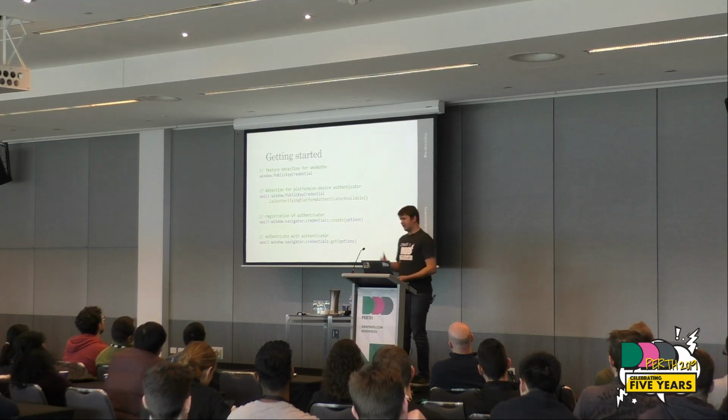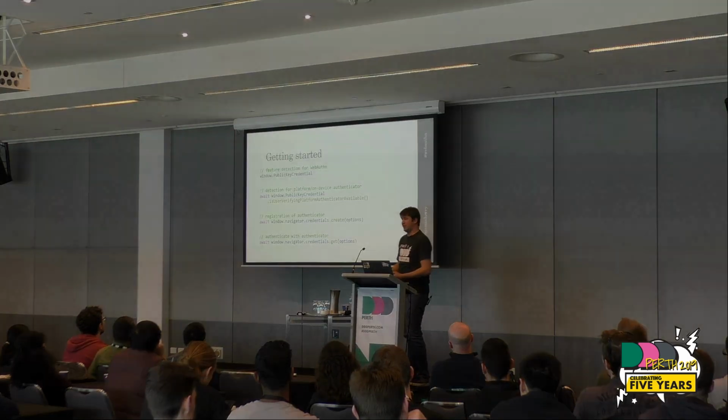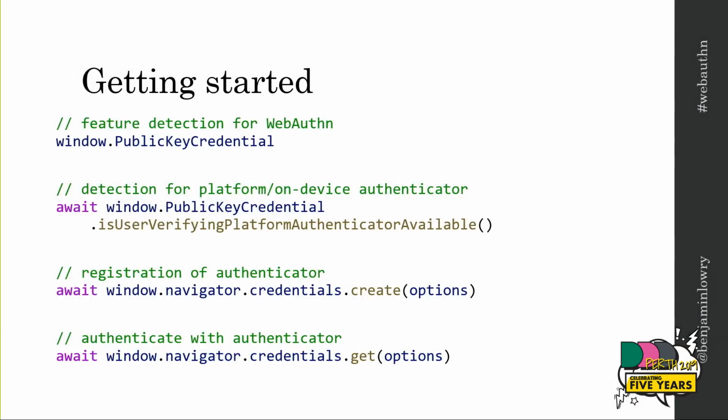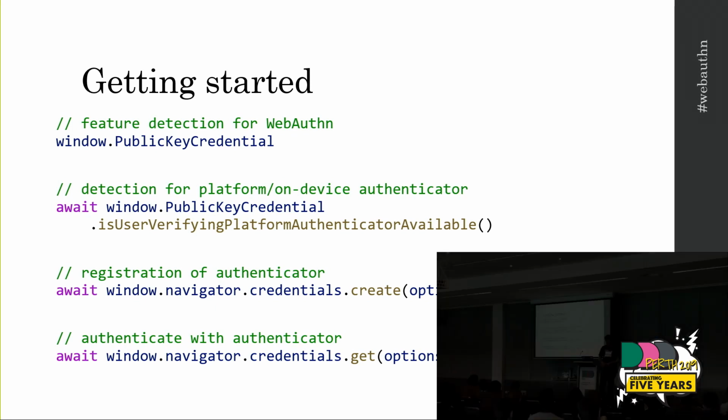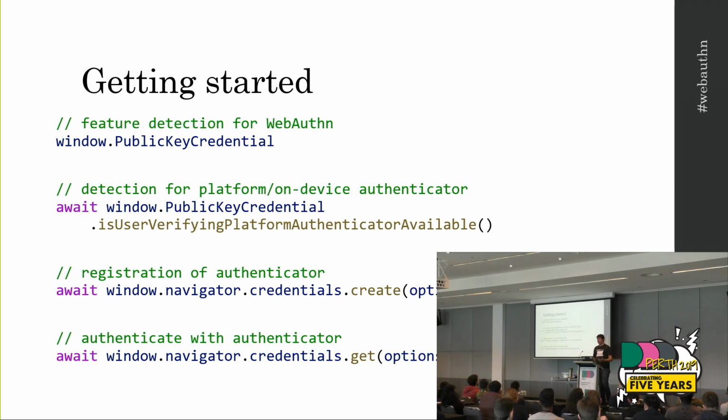There's a public key credential you can look for, which will tell you if it's supported by your browser. You can use this, it's a mouthful, is user verifying platform authenticator available? And that will tell you if the device itself can act as a platform authenticator. So, for example, that'll tell you if the device has Windows Hello or Touch ID, or if you've got a fingerprint. On most new phones, that's going to be the case, and a lot of new devices have that too. So that's cool.